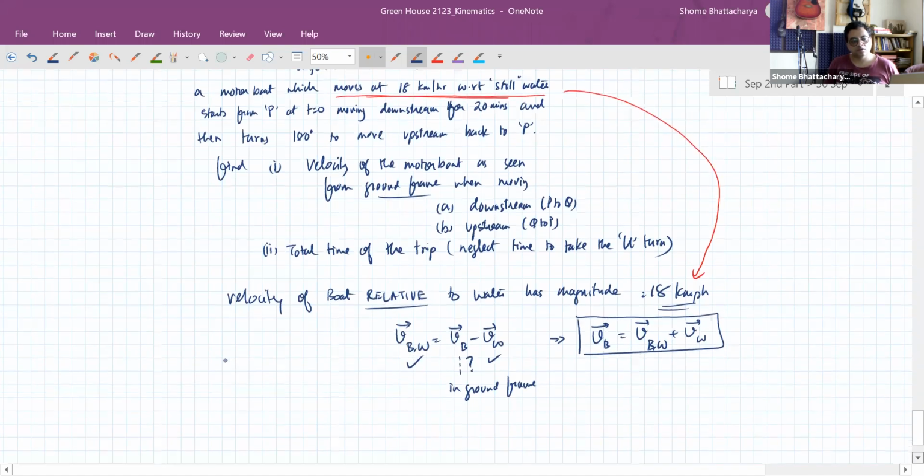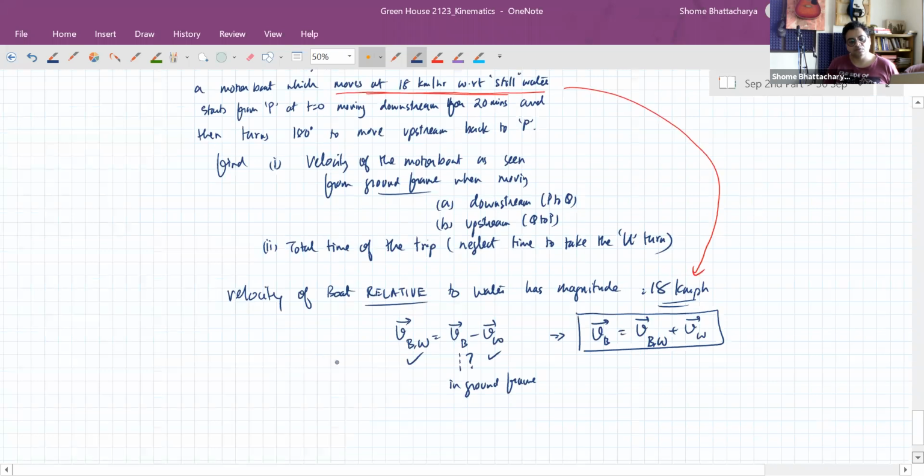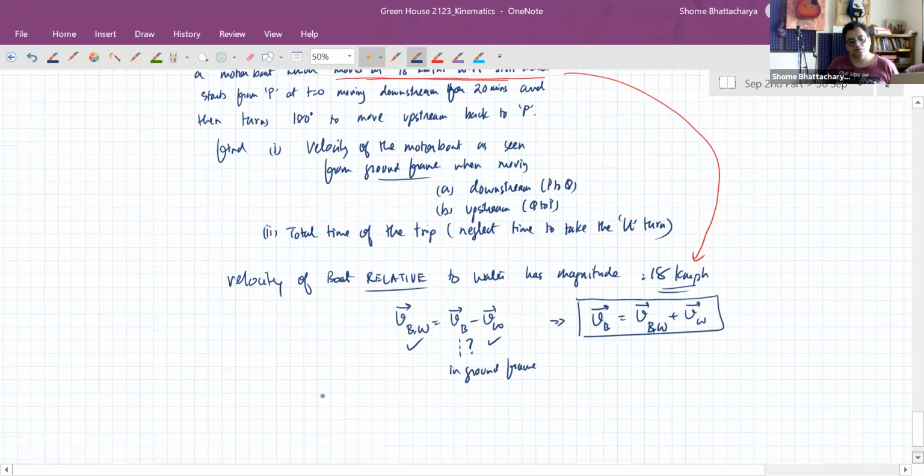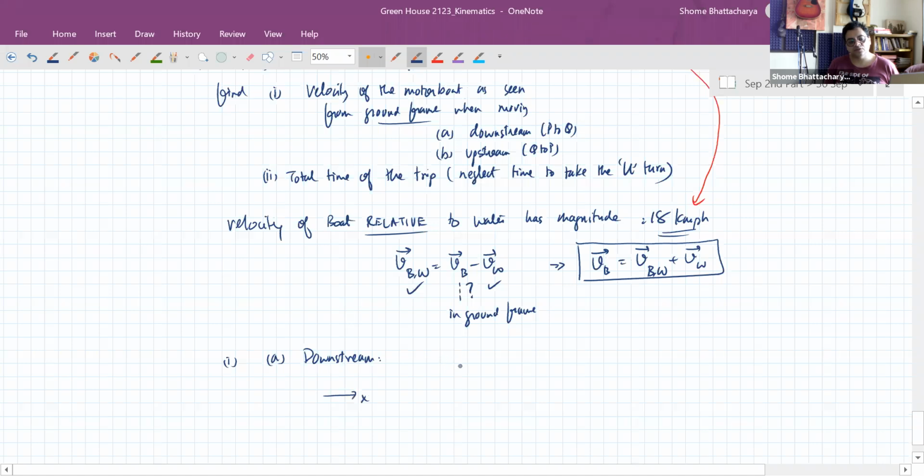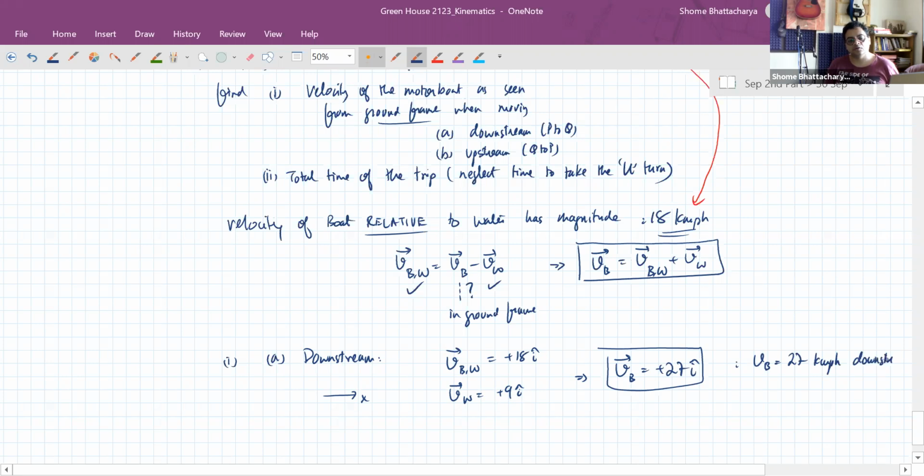So for the downstream journey, we take this as our x-axis. The velocity of the boat with respect to the water is plus 18 i cap, and the velocity of the water is plus 9 i cap. The net velocity of the boat in the ground frame will become plus 27 i cap. So the boat will go at 27 kilometers per hour downstream with respect to the ground frame.